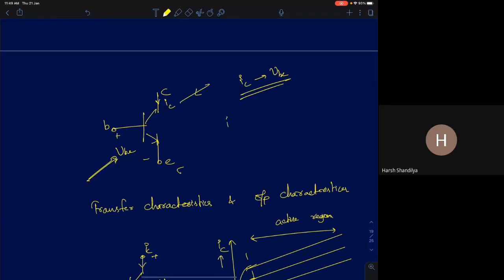IC versus VCE is your output characteristics. At the output terminal, I'm looking at it. IC versus VCE is output characteristics. IC versus VBE is transfer characteristics.